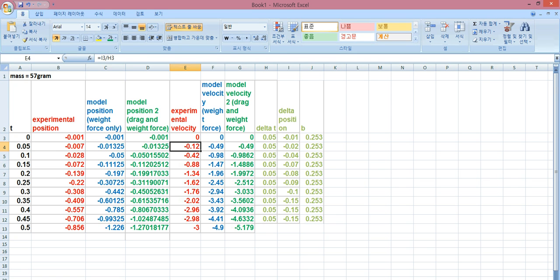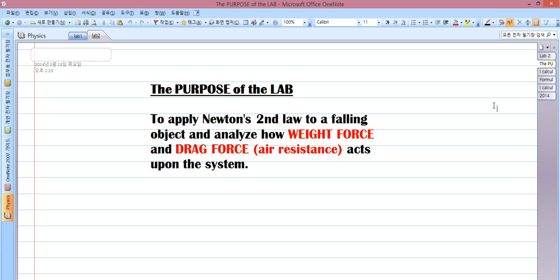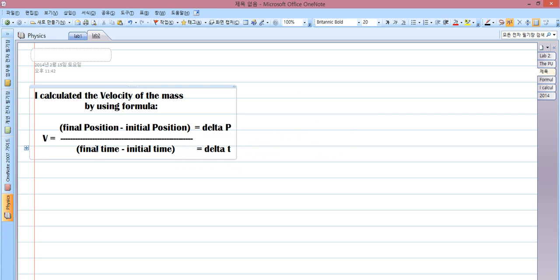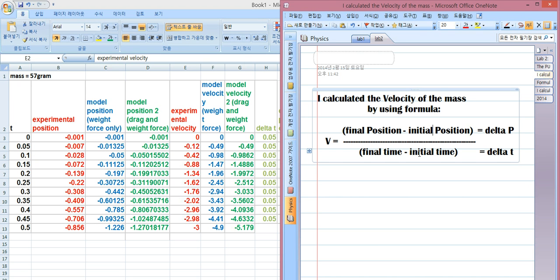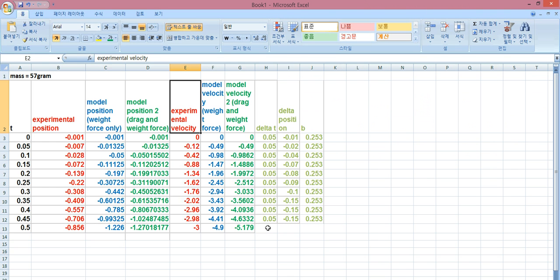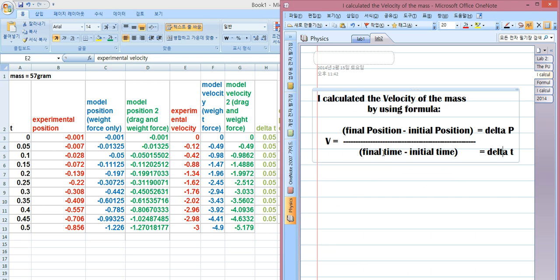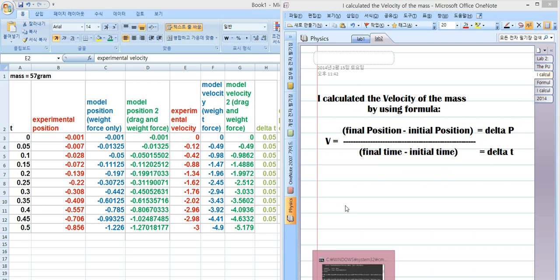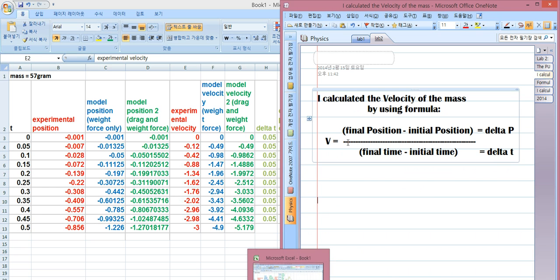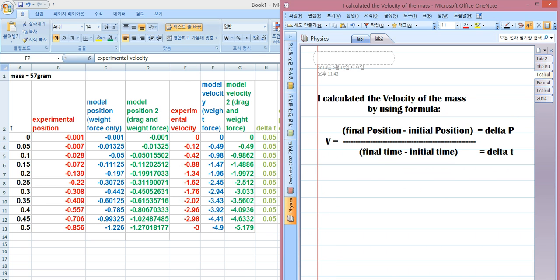With that, I put it in the spreadsheet. There's the time, and the experimental position was the one I got from the checker. And I calculated the experimental velocity by using the formula v equals final position minus initial position over final time minus the initial time, which is delta p over delta t, which I got from here. And then I extracted the file. After that, I formed a graph, as you can see in here.